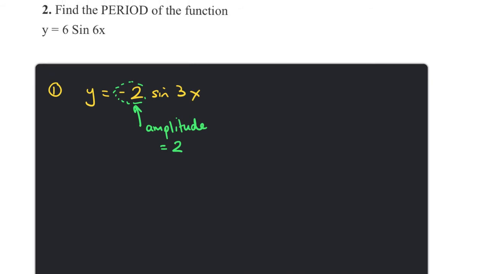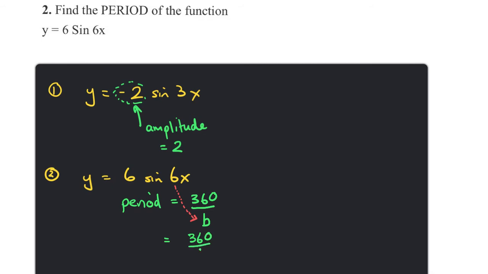Question 2, find the period. Let's put that in, so y equals 6 sine 6x, and we know that the period equals 360 divided by b, and b is this value here. So therefore the period equals 360 over 6, which equals 60. It's actually 60 degrees, the period. That's the answer.